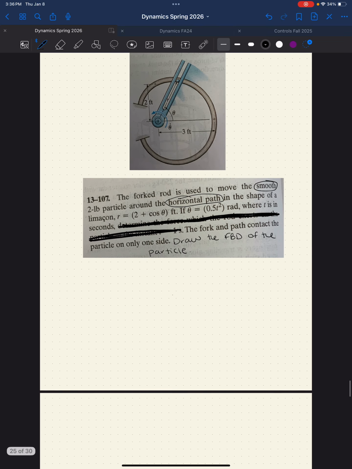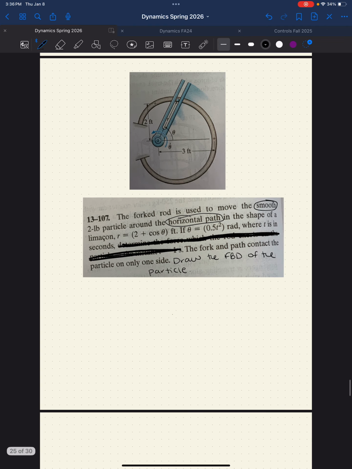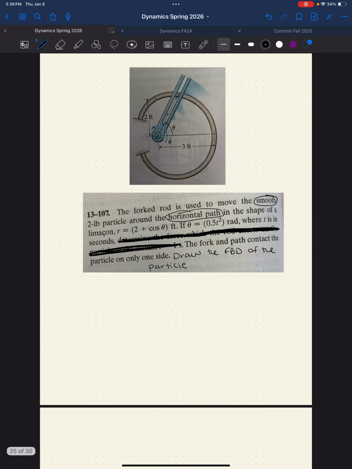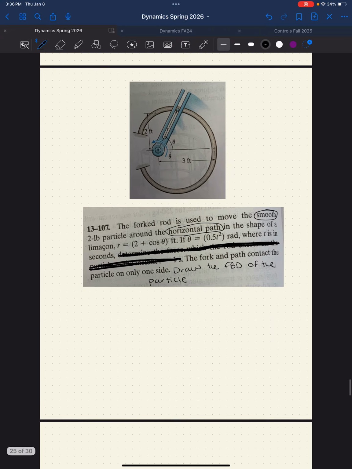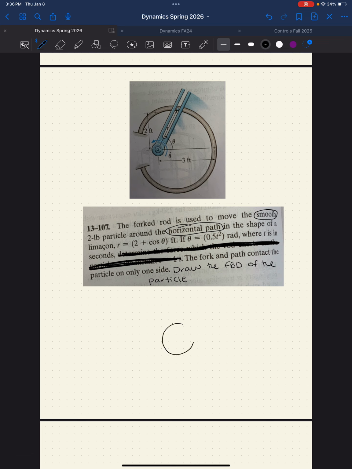All right. Our last example is just another example. So here we have a forked rod used to move the smooth 2-pound particle around the horizontal path in the shape of a limacon. We don't really need to worry about this expression. Here I am just asking you to draw the free body diagram of the particle. And so I'm going to draw the particle. I am not drawing any connection between this particle and the environment, but I'm going to replace those connections with the forces that they result in.